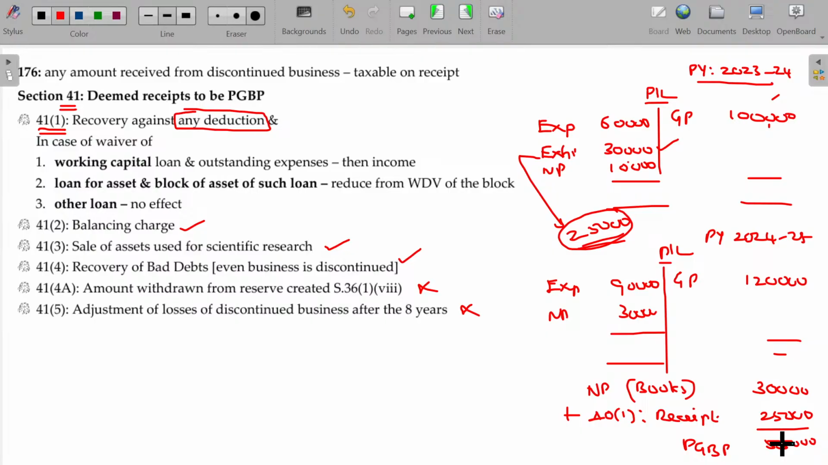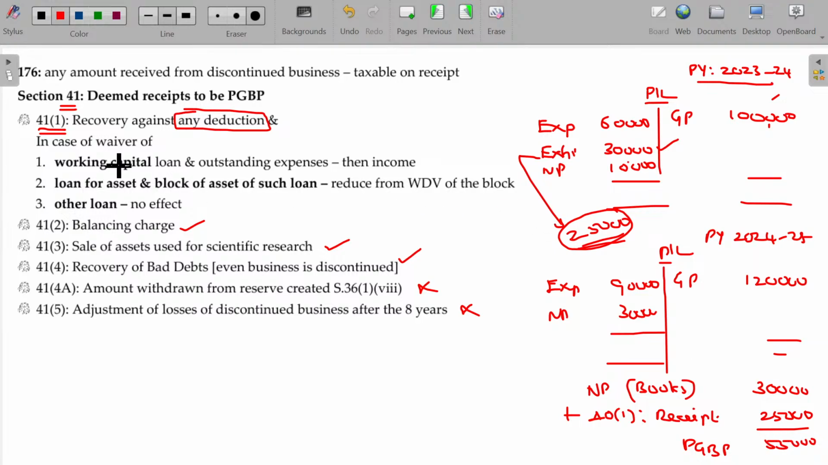Later on, if you are recovering that, then on recovery it is your taxable income. The same logic applies to any other than these three: balancing charge, scientific warranty purpose item, and the third one being bad debt. Apart from that, any other expenses earlier debited, and later a compensation or subsidy of the same amount recovered, will be considered as your deemed income under section 41(1).